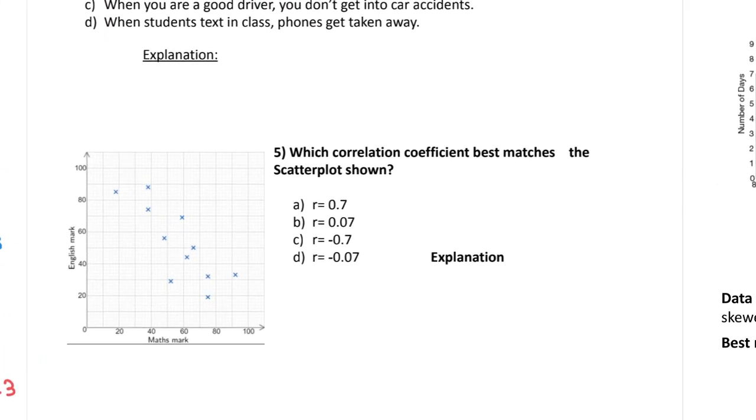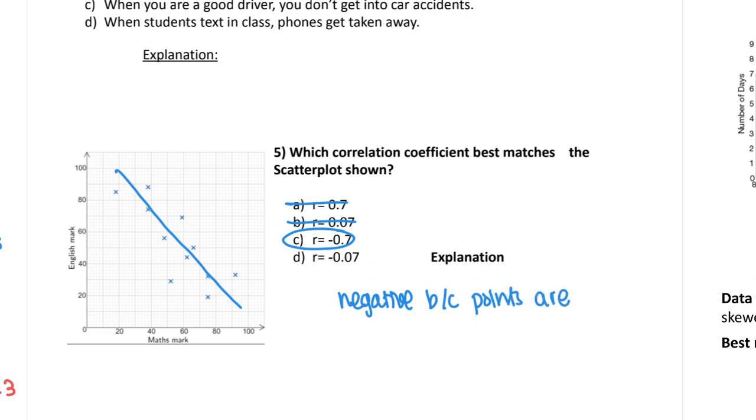Okay, last one here. Which correlation coefficient best matches the scatter plot shown? If we draw in a line of best fit, we can see that those points are relatively close to the line, which means it's a stronger rather than weak relationship. I also know that it's negative, so it can't be A and B. And a stronger relationship is going to be close to -1. So my explanation, I'm going to say it's negative because the points are going down. And then I'm going to say that it's a moderate or strong relationship because the points are close to the line.